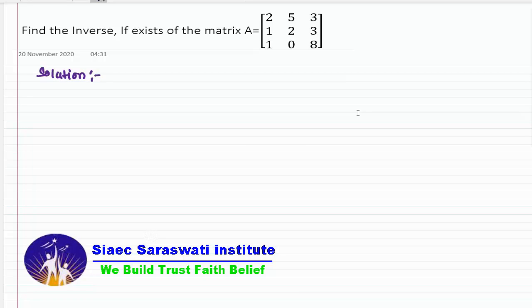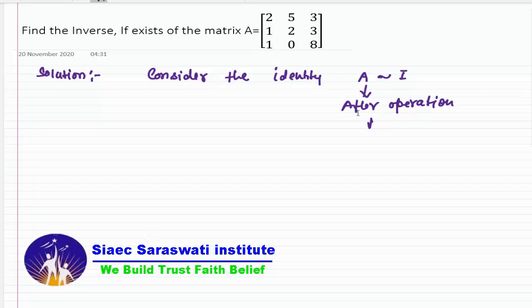ओके, सो फर्स्ट ऑफ ऑल दैट दी कंसीडर दी आइडेंटिटी. सो आपका आइडेंटिटी का क्या थी आपकी याद कीजिए. प्रीवियस क्लास में हमने बात की थी दैट द आइडेंटिटी इज, सो consider the identity and that was A equivalent to I. Then when you apply the operations, after operation it will be converted into the I, and equivalence to I it will be converted to the A inverse. Okay, so that was the concept.